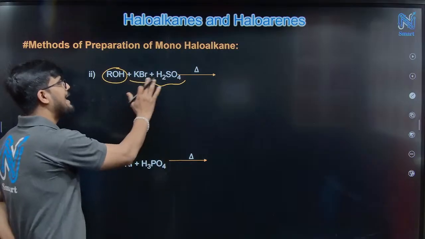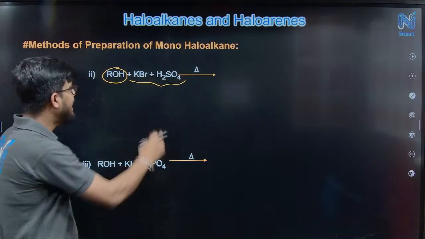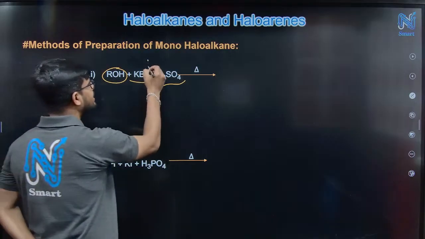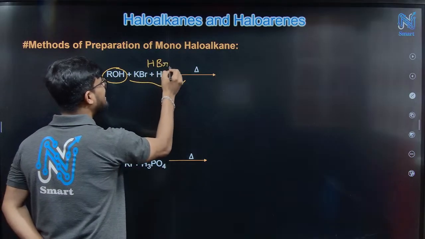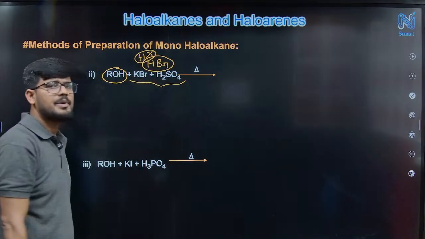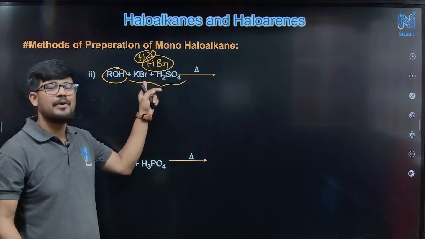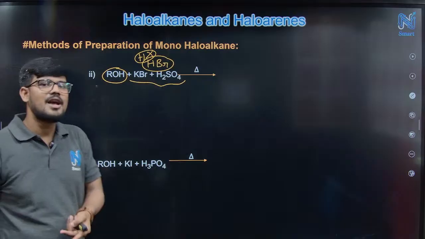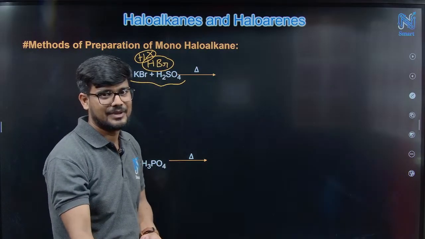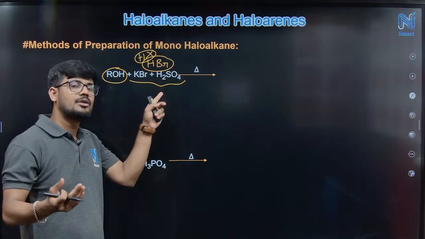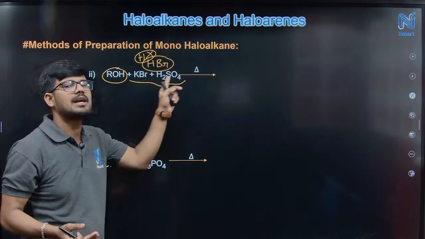So here we have KBr and H2SO4. If they react together, what you will get? You will generate HBr. Basically you need HX. Somehow you need HX. Now how we will form HX in the medium? If you add KBr and H2SO4 together, you will get HBr. Or else you have to directly add HBr. Either you add HBr directly, or instead of HBr, you can add KBr and H2SO4.